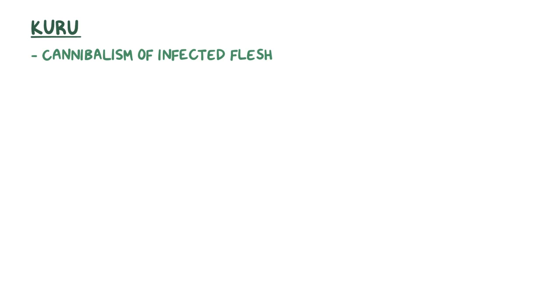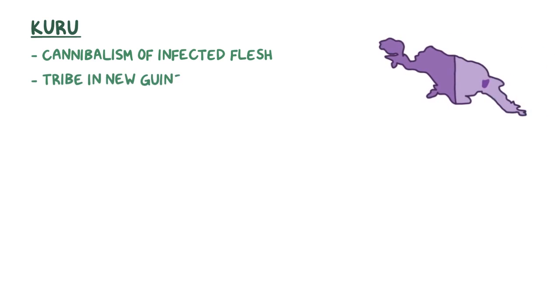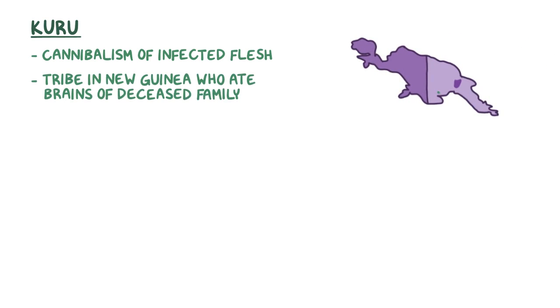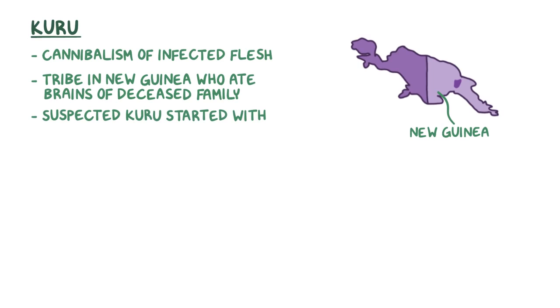Another type of spongiform encephalopathy is Kuru, which is spread through cannibalism of infected flesh. In other words, when an individual eats the human flesh of an infected individual. Kuru famously affected a tribe in New Guinea who ate the brains of deceased family members. And in this way, the misfolded prion proteins pass from person to person. Since the symptoms are similar to those with Creutzfeldt-Jakob disease, it's suspected that Kuru started when one of these tribespeople acquired sporadic Creutzfeldt-Jakob disease.